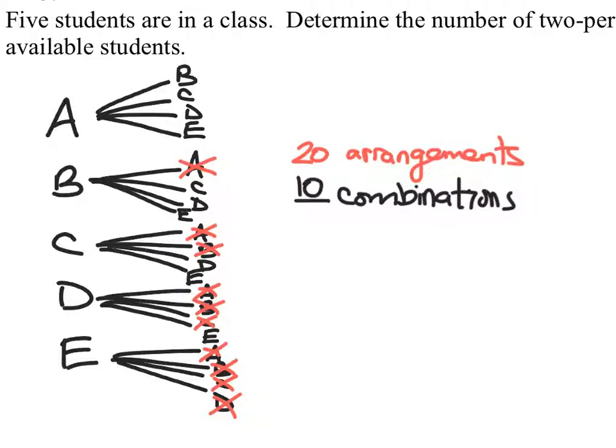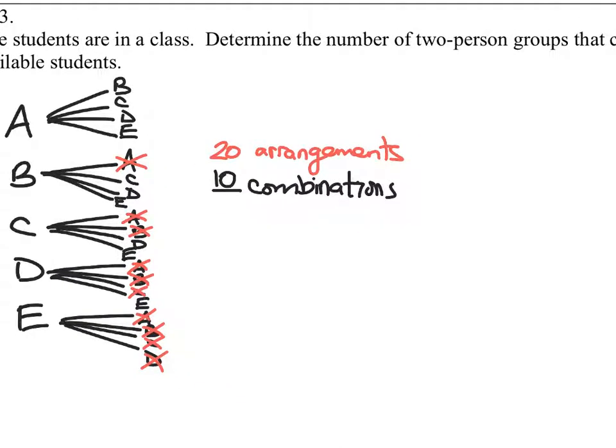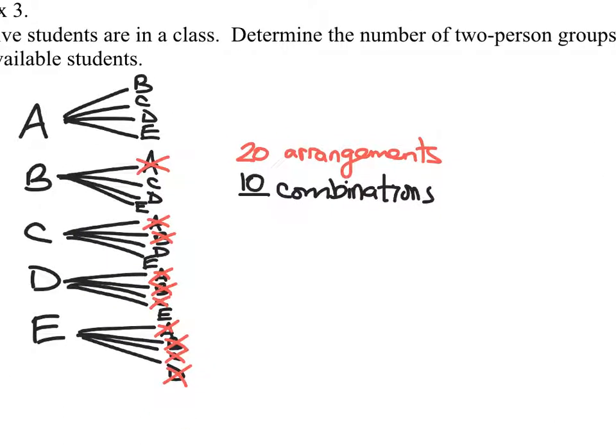So the notation here is very similar to that of permutations, except we're going to use a C for combination. So I'm looking for 5 things taken 2 at a time.